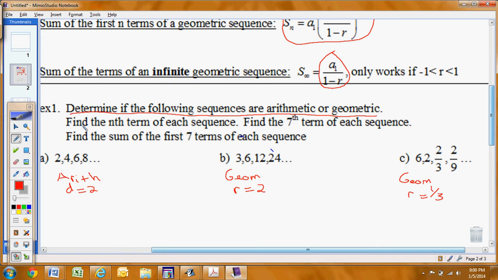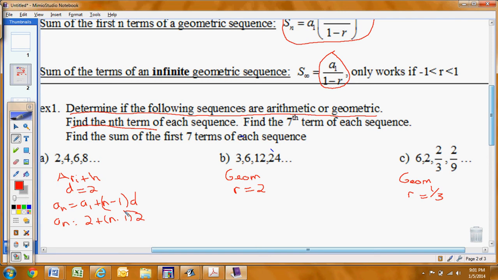So the next part of this question says find the nth term. To find the nth term, we have a formula for arithmetic. a sub n, or the nth term, is always the first term, a sub 1, plus n minus 1 times d. If we have that memorized for the test, all we have to do is apply that formula. To find the nth term of this sequence, we put a sub 1, which is the first term, is 2, plus n minus 1 times d, and d is also 2.